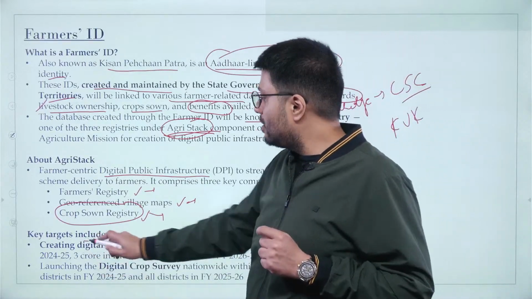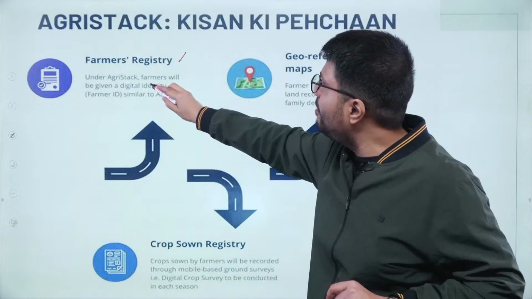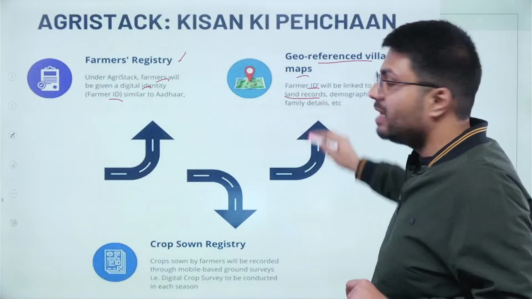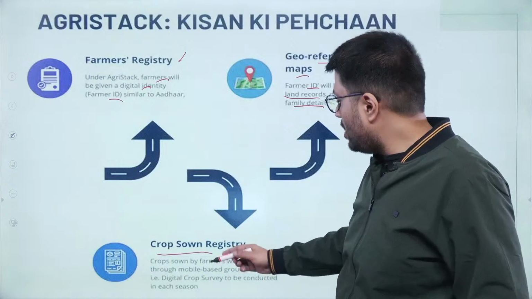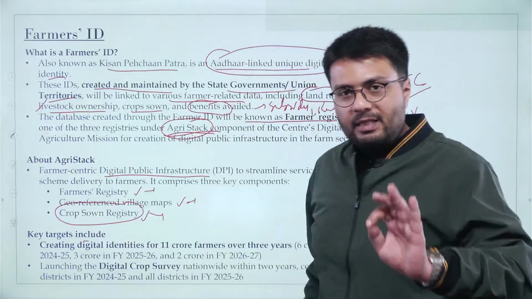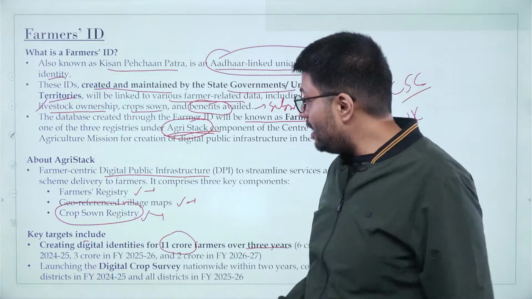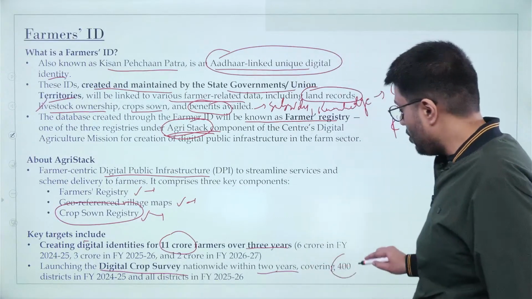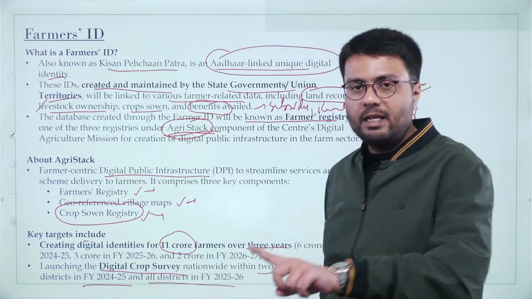Now, there are key targets which can be included, but before that, let us know more about AgriStack. It consists of farm registry where farmers will be given a digital ID, geo-reference village maps where farmers ID will be linked to state government's land records, and demographic details, family details, etc. And a crop zone registry where what are the crops will be recorded based on mobile based surveys. Now the government has set a target of issuing 11 crore identities over next 3 years in a step-by-step manner, and it will also launch a digital crop survey nationwide within 2 years, which will cover as many as 400 districts by 2024-25, that is this financial year, and all districts by the next financial year.